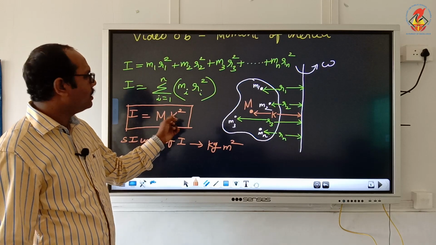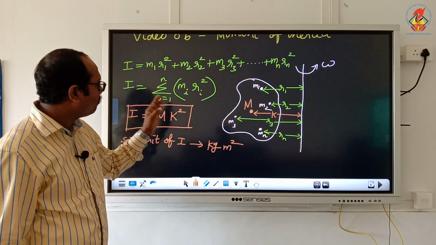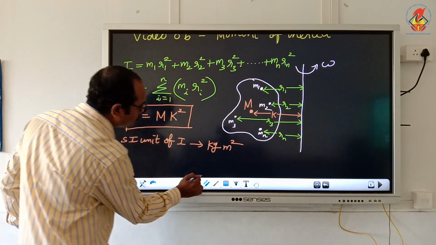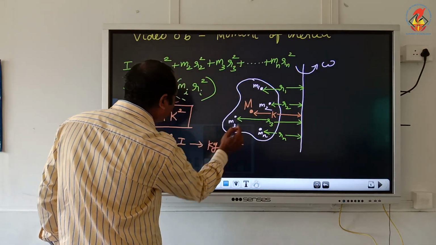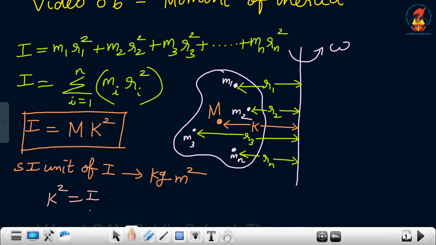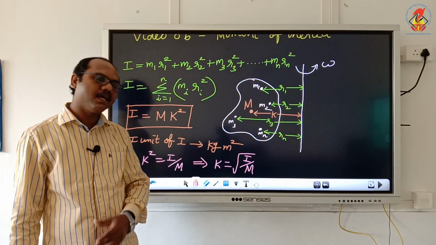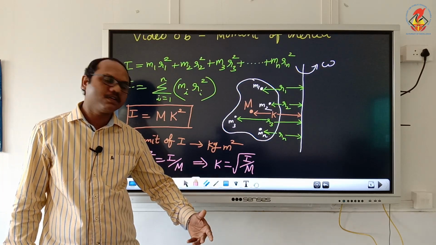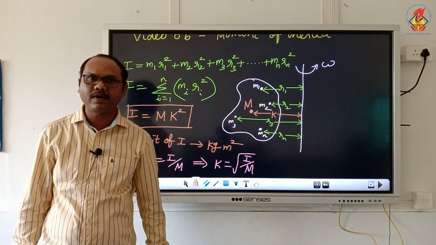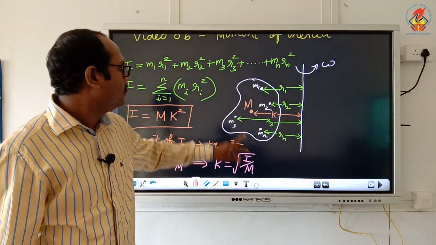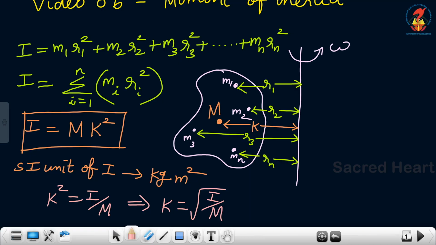Now from here, I = mk². What is k²? k² is equal to I by m. So k can be written as the root of I by m. So if in an exam they have given I and ask you to find the radius of gyration, then k is equal to root of I by m. Yes, please note down.